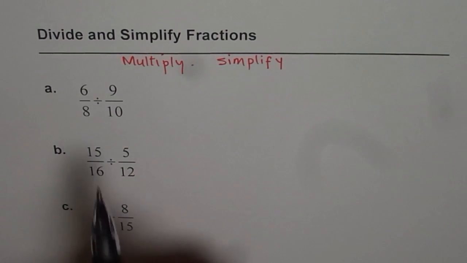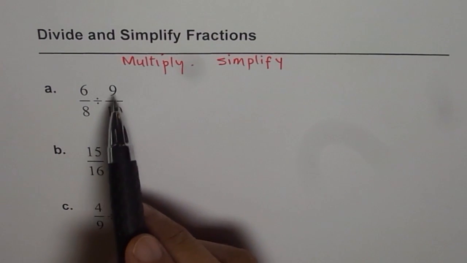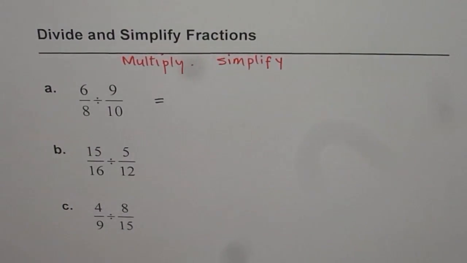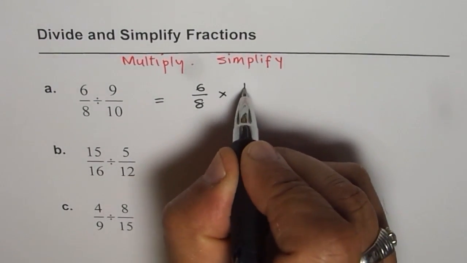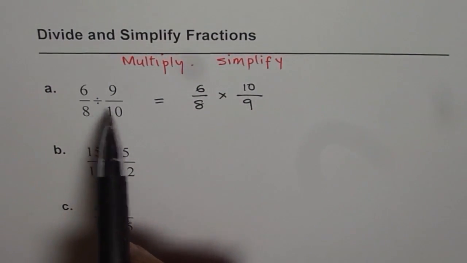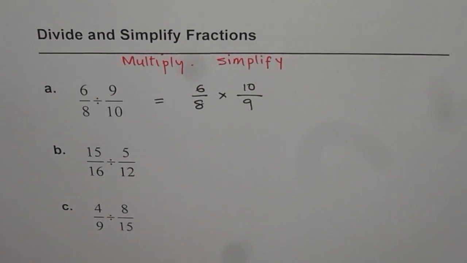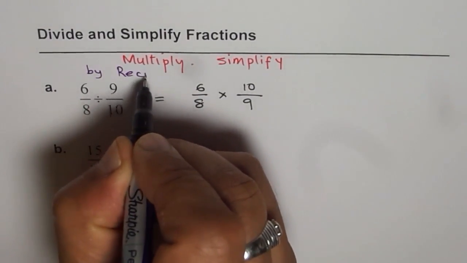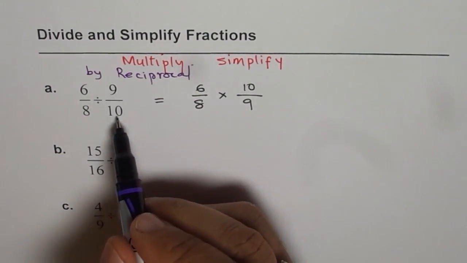So here we have a division statement. Say 6 over 8 is a fraction, divided by 9 over 10. Well, let's write division as multiplication first. 6 over 8, we could write this as times 10 over 9. So that is my first step. Instead of dividing, we should multiply by its reciprocal, right? So division is multiply by reciprocal. And that is the reciprocal of 9 over 10, right?